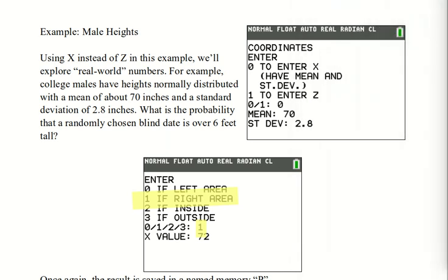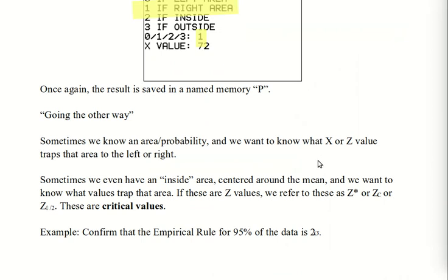Now our calculator also allows us to go the other way. So sometimes we know the area of the probability, and we want to know the values of x or z that traps that area, or perhaps excludes it on the left and right. Sometimes we even have an inside area that is centered about the mean, and we want to know what values trap that area. If these are z values, we can refer to them lots of different ways. We can refer to them as z star, z sub capital Z. That last one, z with a something over 2, that should be alpha over 2. So these are the critical values.